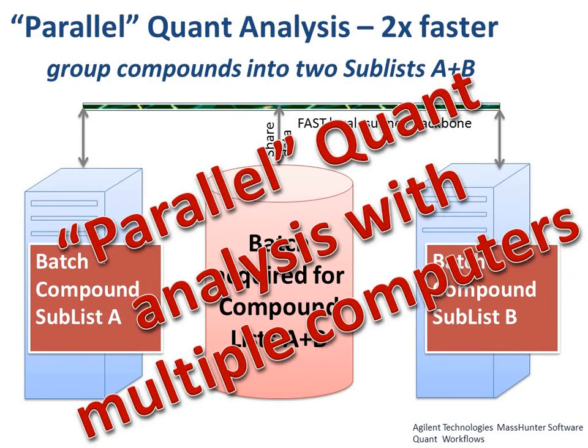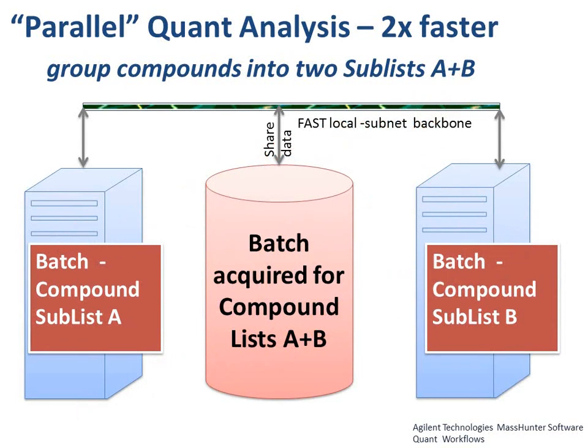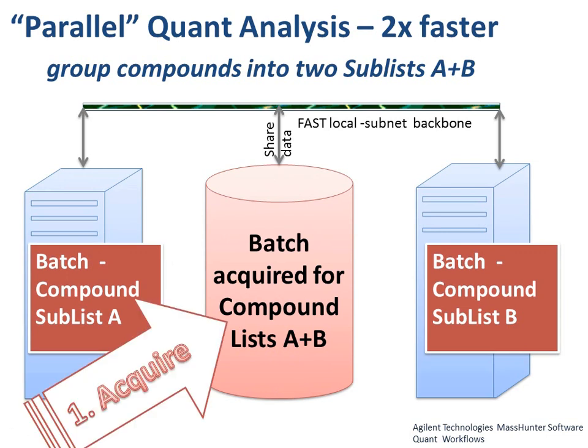All right, let's talk about parallel quant analysis. What we've got here is a configuration with two computers, although this concept is not limited to two computers. I've got, let's say, a Z400 here and a Z400 here, and a very fast backbone. I would suggest a local subnet to keep the traffic local. And I've got my data, which has been acquired on this shared disk.